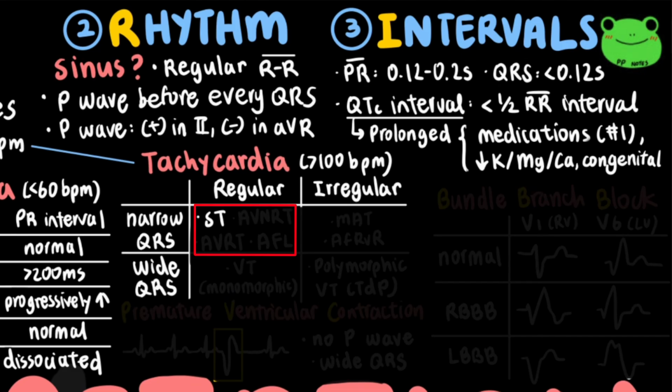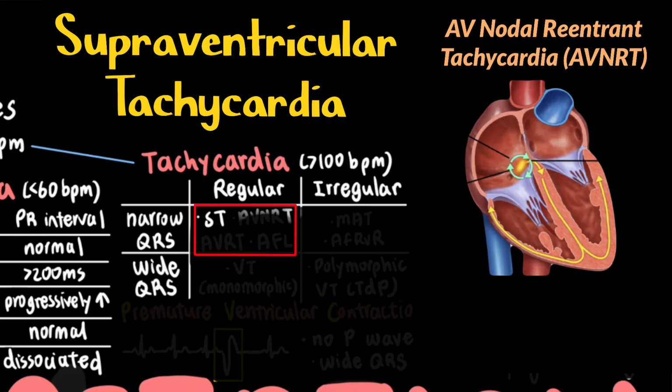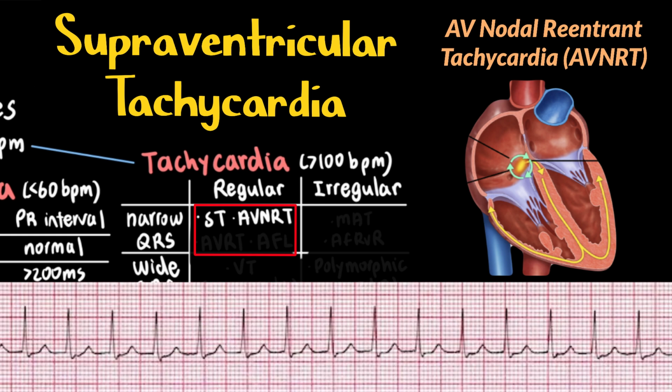Other examples of narrow complex regular tachycardia are supraventricular tachycardias, which originate above the ventricles. A common type is atrioventricular nodal reentrant tachycardia, abbreviated as AVNRT, caused by a reentry circuit within the AV node. On ECG, the P wave is usually not visible because atrial and ventricular depolarization occur almost simultaneously, so it becomes hidden within the QRS complex.